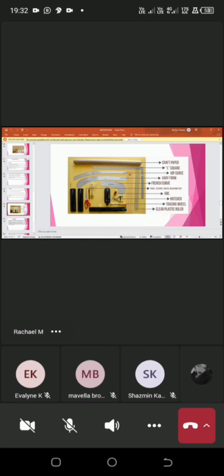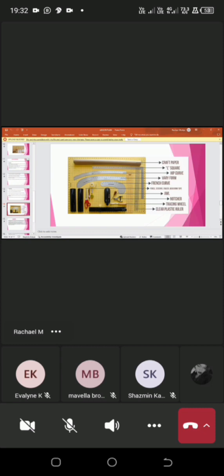Alright, so here we have the L square ruler that you see here. They come in different shapes, okay? Here we have the hip curve. Also they vary. We have two types here. We have the one that is deep and the one that is shallow. Here we have the French curve, okay?